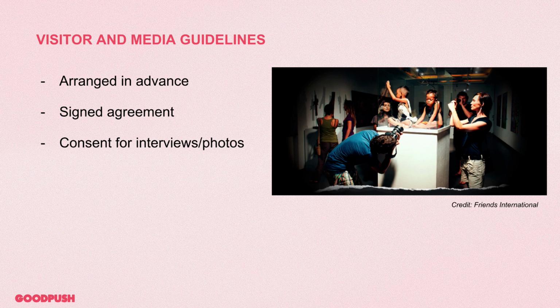And so I'm just going to talk through a few of the key points that we found at Skateistan that were important to have guidelines for. So firstly, we have visitor and media guidelines. Anyone that wants to visit a Skateistan skate school has to get in touch and arrange this in advance. If anyone just shows up, they are not allowed to come in. And we have a signed agreement.